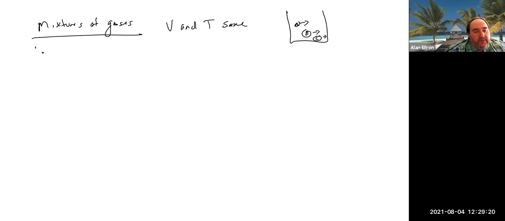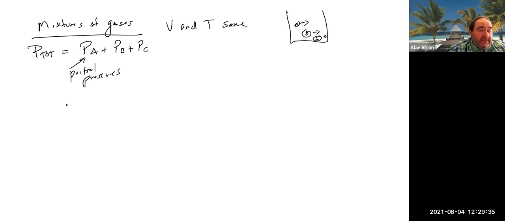And remember that the total pressure is equal to the pressure of each of the individual gases added together, and that's what is referred to as partial pressures. How do we find the partial pressures? There are several different ways.